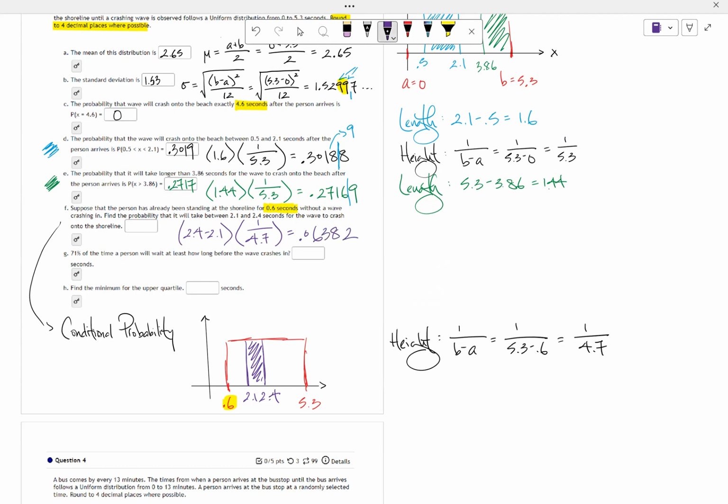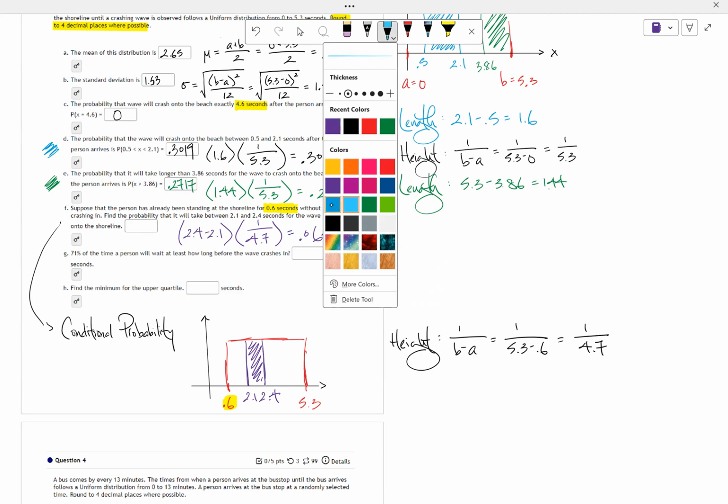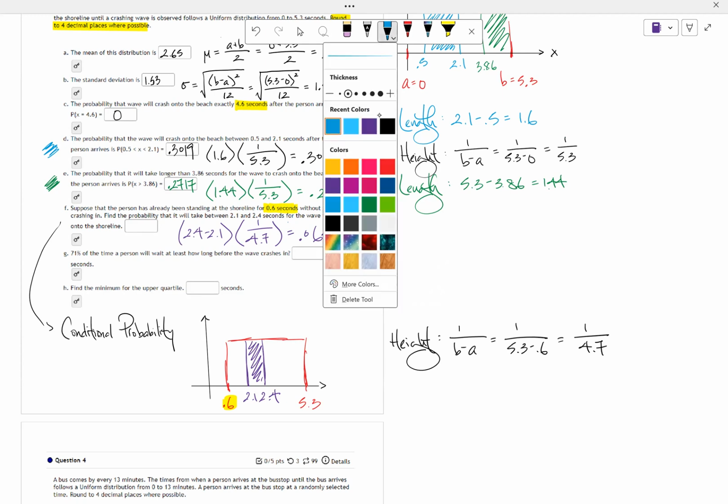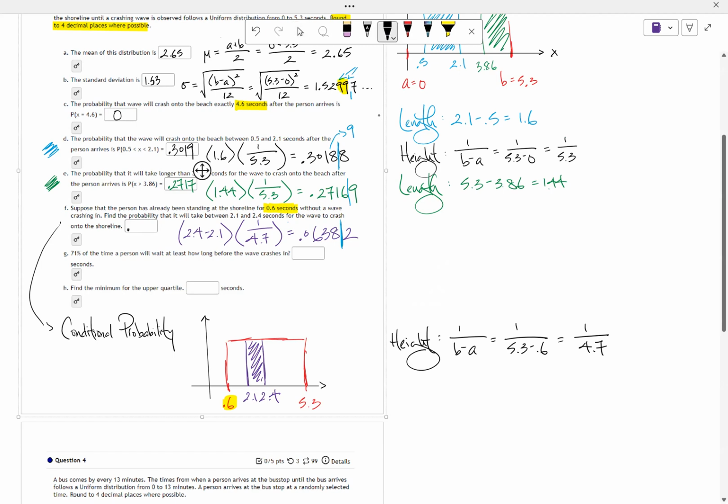I type this all into my calculator and I get 0.06382. And if I think about rounding here, that 2 means I keep the 8 the way it is. In other words, I have an area of 0.0638. Okay, so same idea of area, but now we just have a different size rectangle, a different length along the bottom. All right, part G.